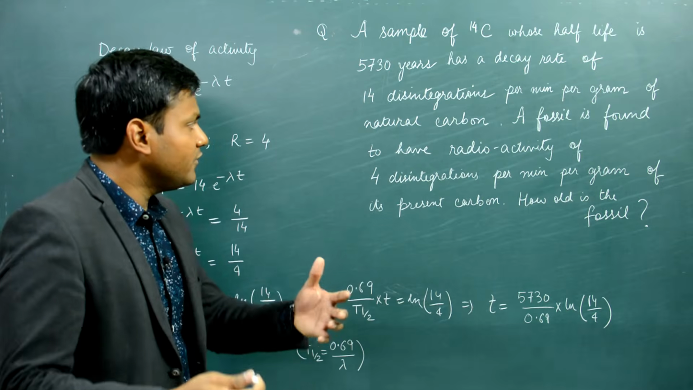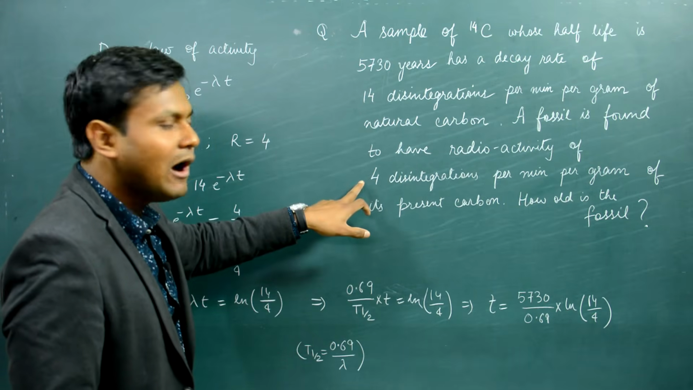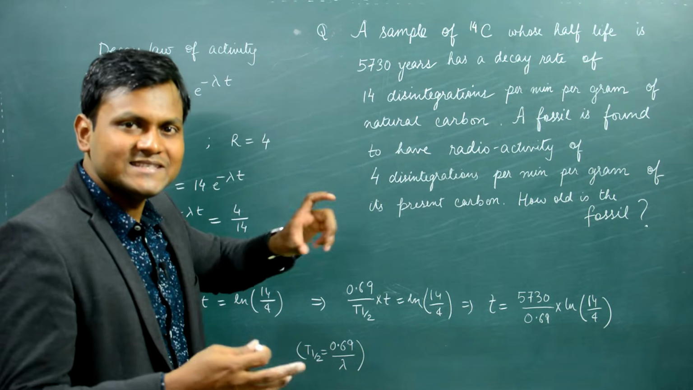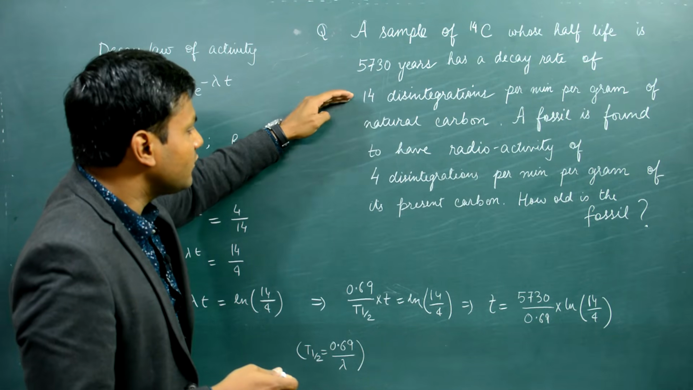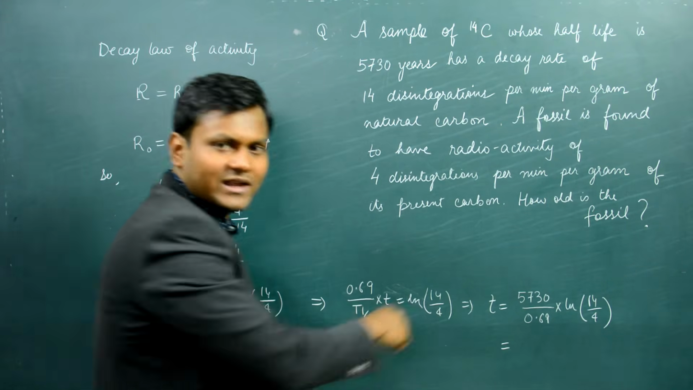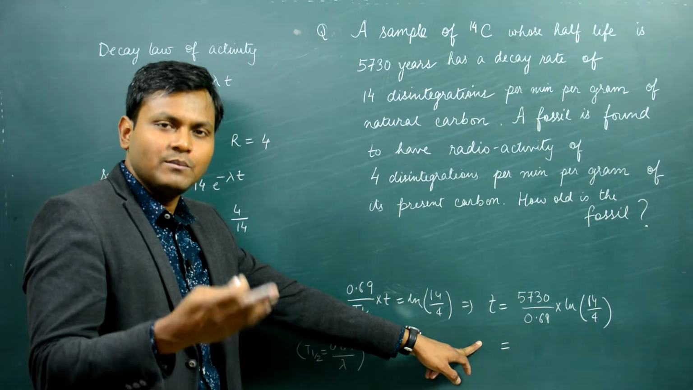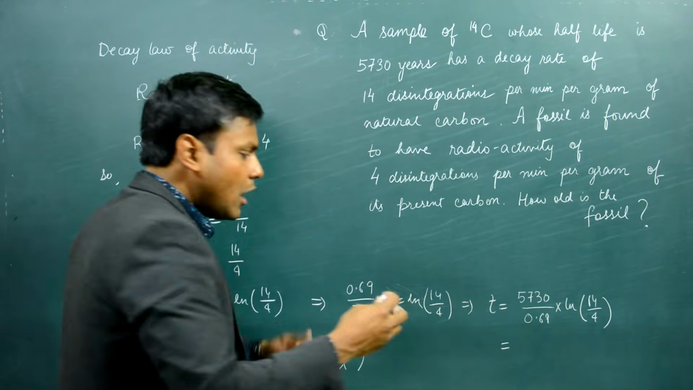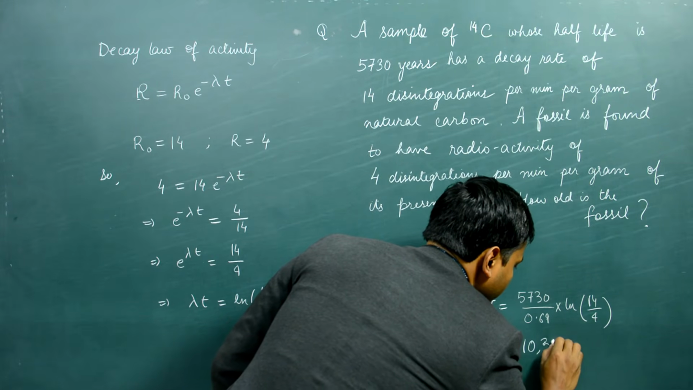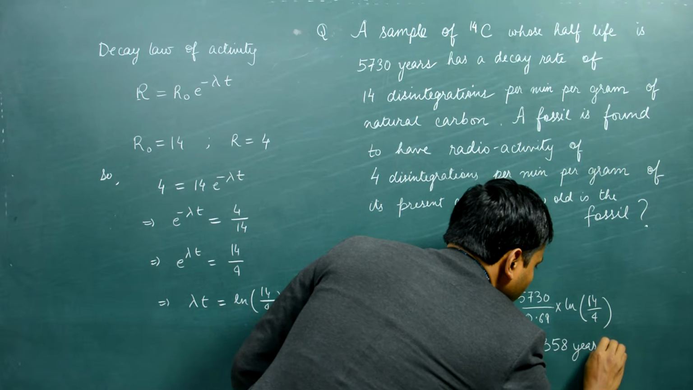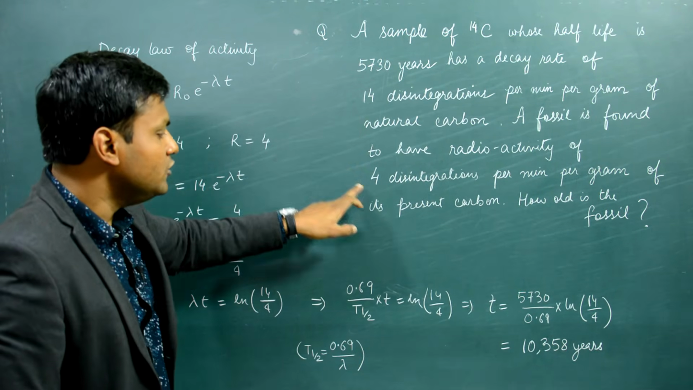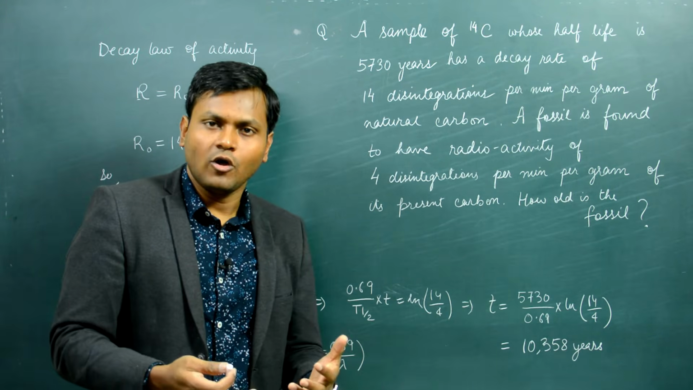So the number of disintegrations initially was 14, now it is 4, and the half-life of the sample was 5730 years. So how much time has elapsed for the disintegration rate to go from 14 to 4? This is the amount of time period. If you perform the numerical calculations, this answer simply comes out to be 10,358 years. So after 10,000 years approximately, the disintegration rate has gone from 14 to 4. So this is the age approximately of the fossil.